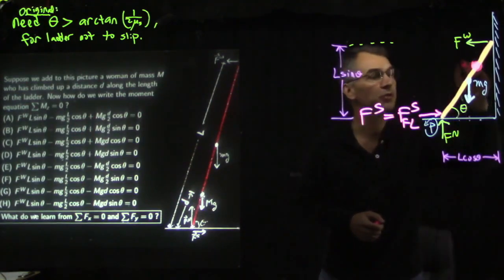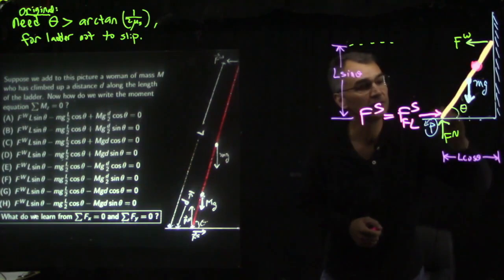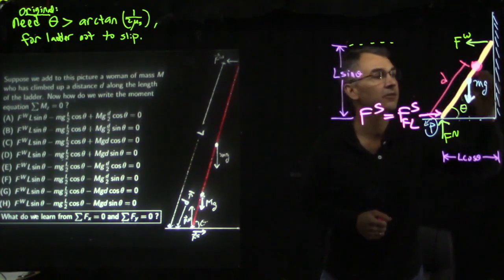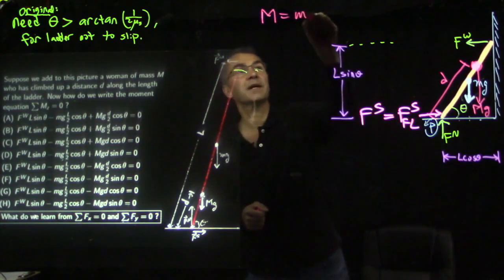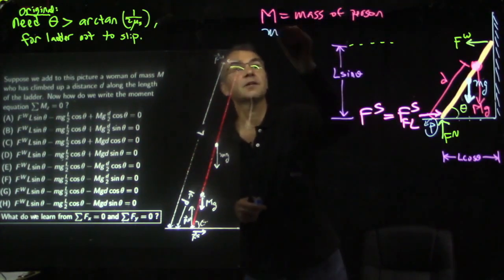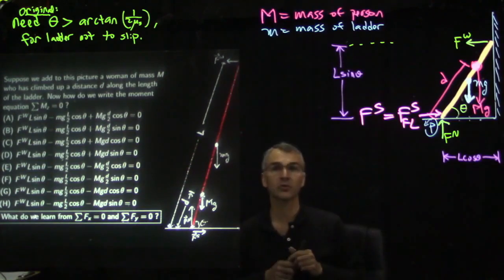So here is a person who has climbed up a distance d from the bottom of the ladder, and so then her weight is now also borne by the ladder. So this will be, I'll call this big mg. So we'll have big M is the mass of the person, and little m is the mass of the ladder. Now let's write the torque equation.